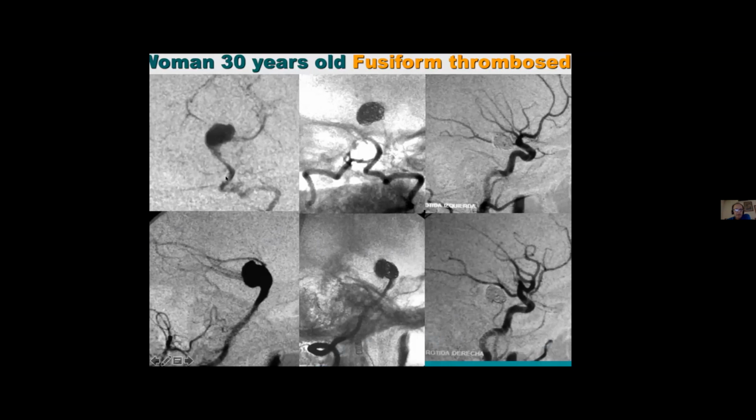Another complex aneurysm, a distal basilar aneurysm, AP view, lateral view, fusiform. I decided to treat with balloon plus coiling. I stop the flow, see the collateral circulation, and it was totally occluded without major symptoms.